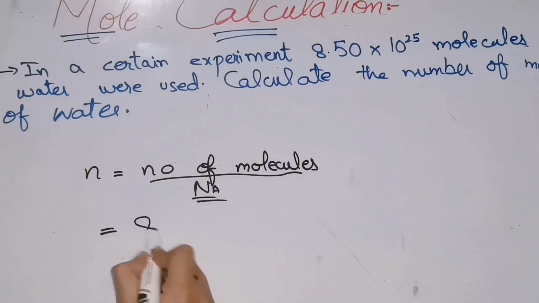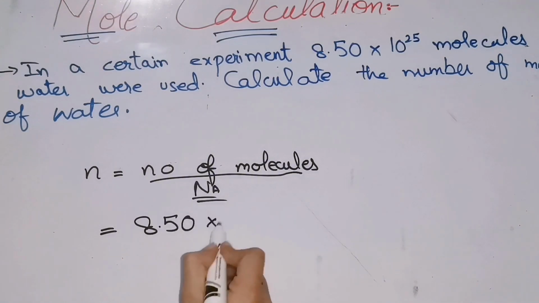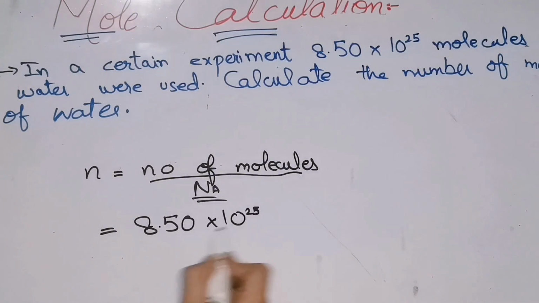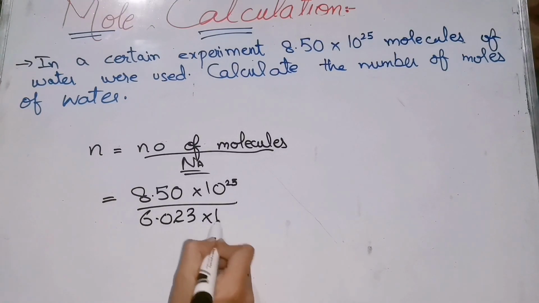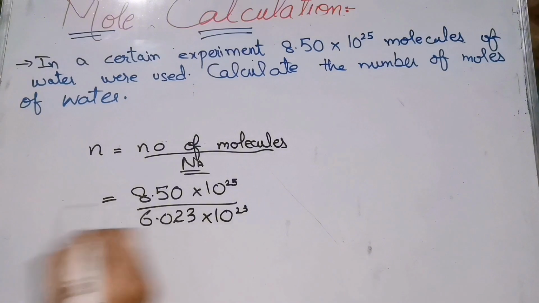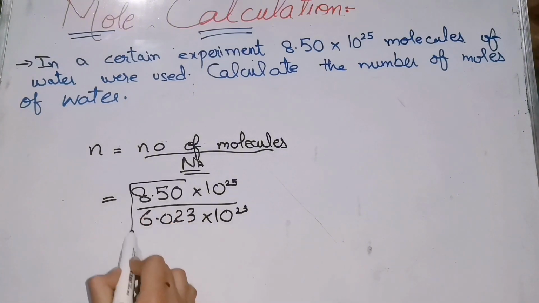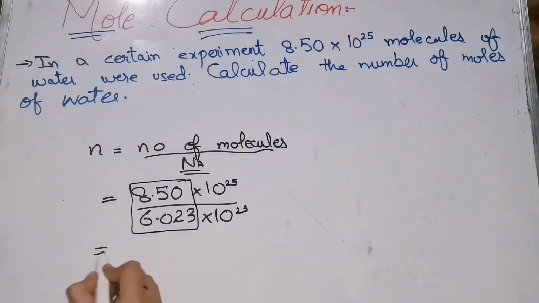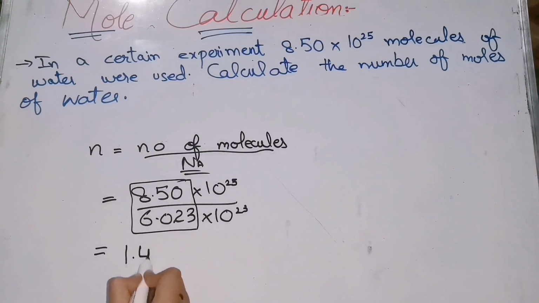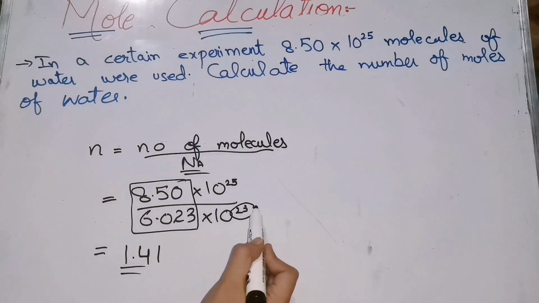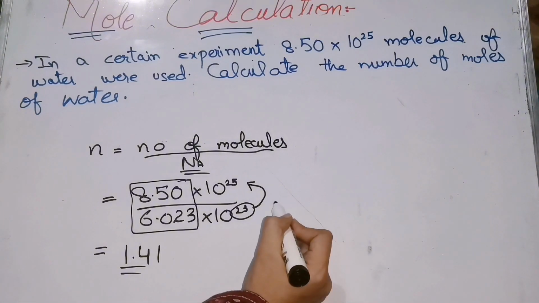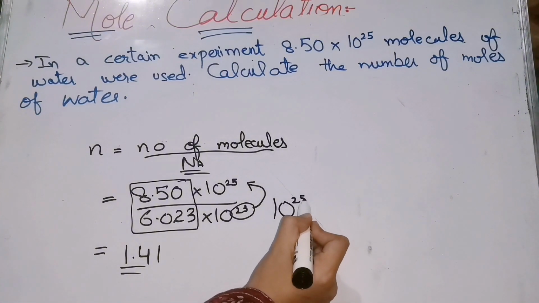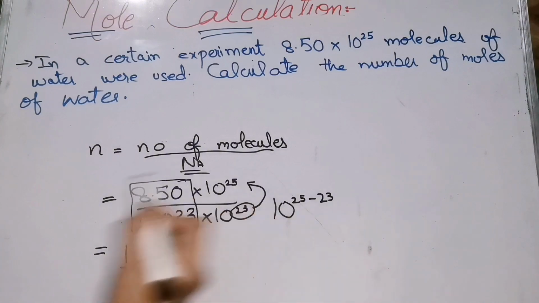So number of molecules is equal to 8.50 multiplied by 10 raised to power 25 divided by 6.023 multiplied by 10 raised to power 23. When you divide these, you will get an answer 1.41. Okay, and this 10 raised to power 23 will go on the upper side and it will be like 10 raised to power 25 minus 10 raised to power 23.